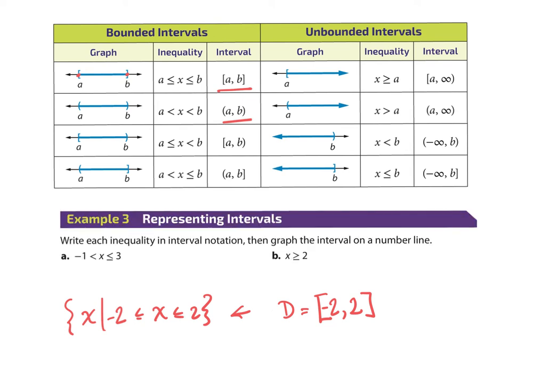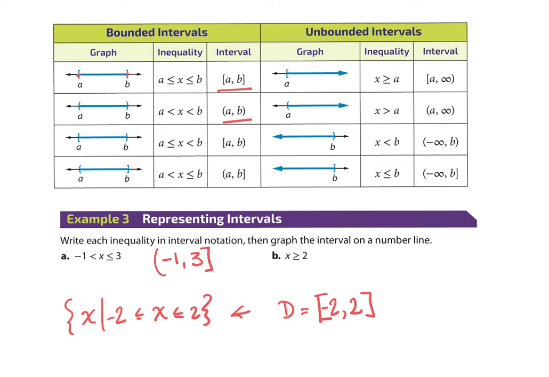So this says write each inequality in interval notation, then graph the interval on the number line. I'm not going to worry about graphing on the number line. Y'all should know how to graph on a number line. So they have given us an inequality, and we are going to write it in interval notation. I know that I'm going to go from negative 1 to 3. Negative 1 is not inclusive. I know that because of the less than. What am I going to put there? Parentheses. 3 is inclusive, so I'm going to put a bracket.